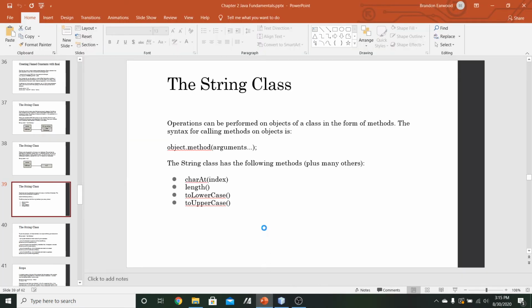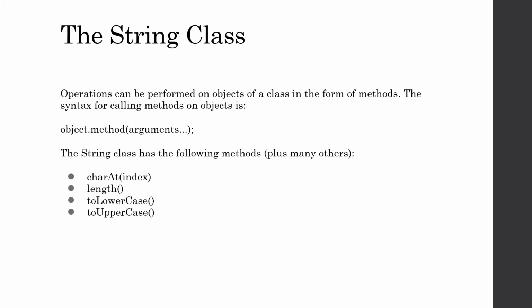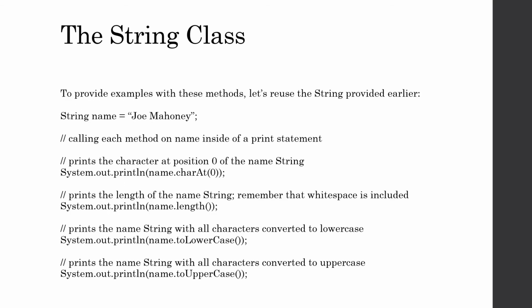So what we're taking a look at here with the String class, we've got a couple of different methods that we can look at. It is important to keep in mind that this is not going to be all of the methods for the String class. There are many others besides these. But to go through 4 examples, we've got charAt, and then we specify some kind of index for it. We've also got length, toLowerCase, and toUpperCase. So if we take a look, we can see some examples of each of these. We're going to go ahead and use that string Joe Mahoney, and we're going to apply each one of those different methods to that string.